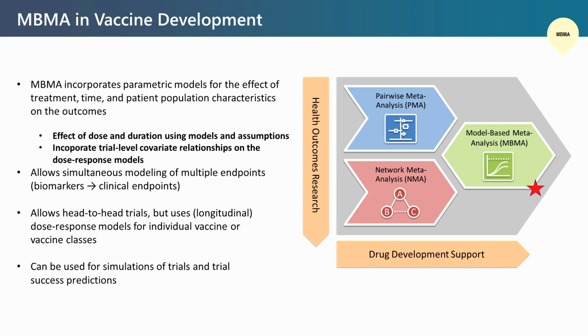In brief, MBMA incorporates parametric models based on literature data and in-house data. It quantifies the effect of the treatment, time, and patient population characteristics on the outcome. It can include trial-level covariate relationships on the dose-response model to account for trial differences in patient populations. It also allows for simultaneous modeling of multiple endpoints and can therefore link biomarkers, for example immunogenicity, to clinical endpoints, for example incidence rate or hospitalizations.